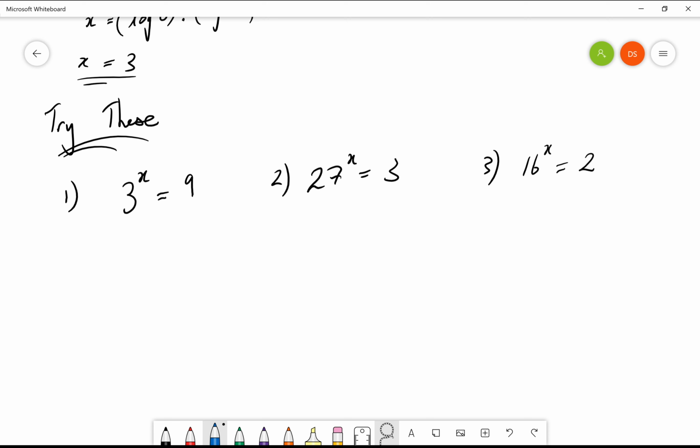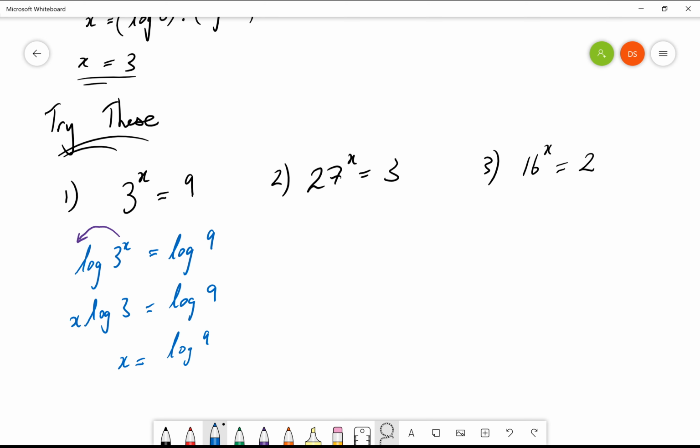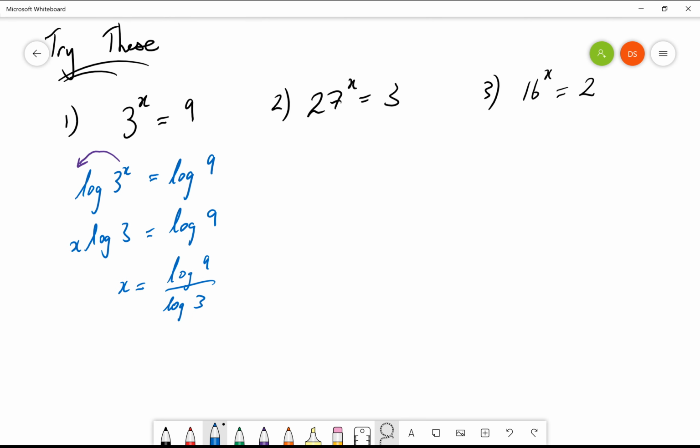Yeah, okay, cool. So I'm hoping you've given it a go, but let's see what I do. I'm going to write log on both sides, because this is an operator. And then I'm going to use the log rule to bring the x to the front. And so then I have x log 3 equals log 9. And then I'm going to divide both sides by log 3. And so I'm asking once again, what is the power of 3 that gives me 9? And the power of 3 that gives me 9, if you type this into your calculator, it will give you 2.